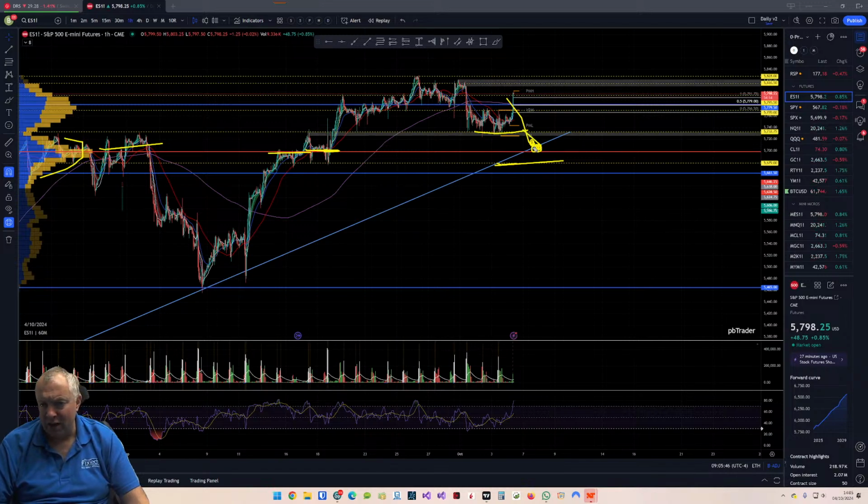So we could watch this area for a bounce. 5700 is a psychological number as well, so that's an area to keep an eye on. If we do lose that trend line, we do have this area of confidence just below, so we can probably use this region as a bounce area.